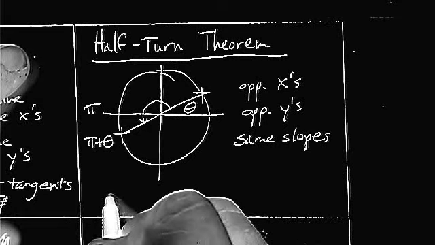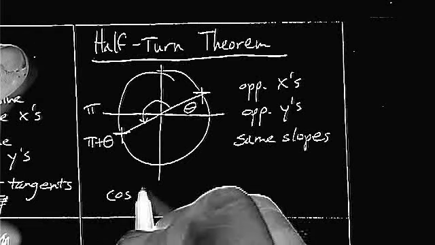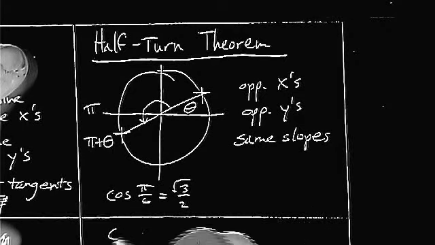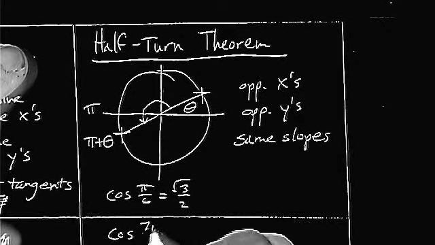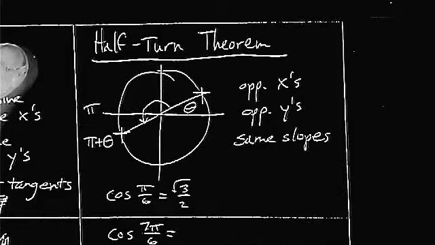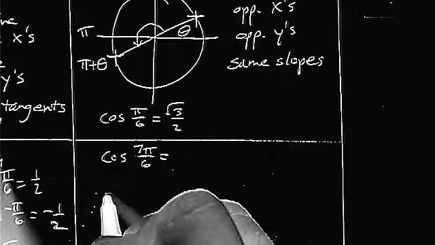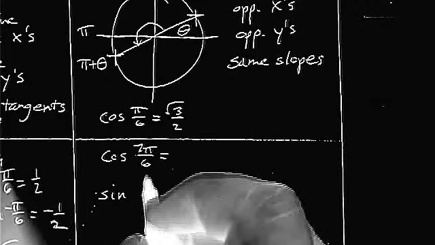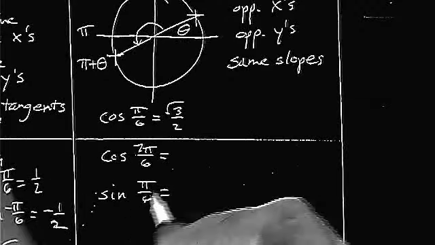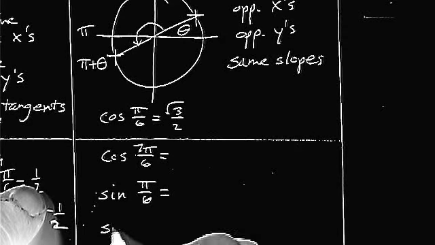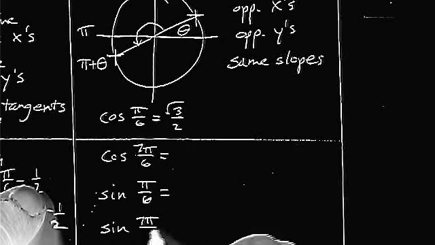So keep in mind, if I tell you cosine pi over 6 is radical 3 over 2, I can ask you for the cosine of 7 pi over 6, which is the half turn. In fact, you should be able to use the Pythagorean identity to come up with this one, even though you can copy it from your notes. So figure out what all of these are.